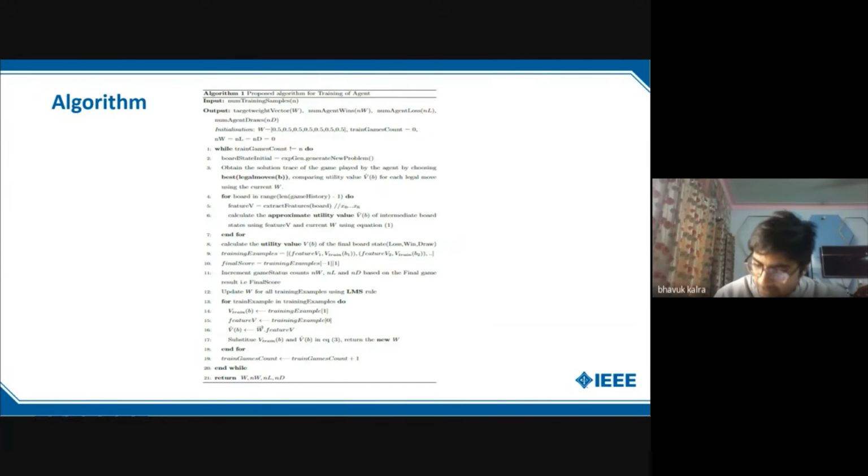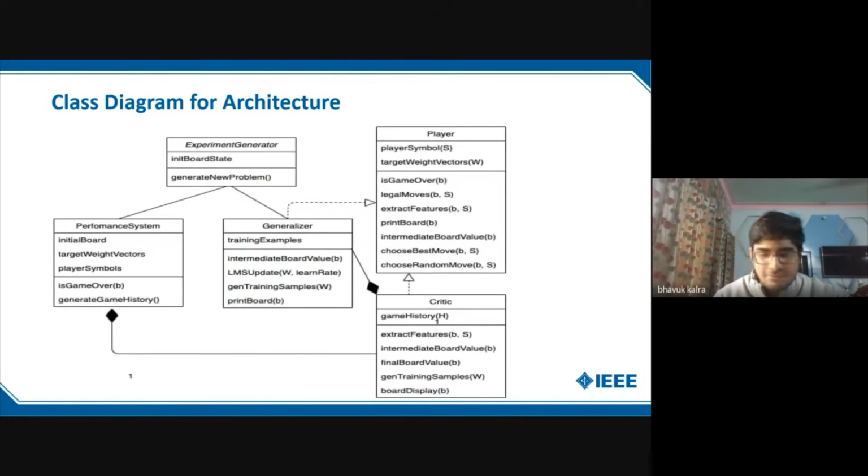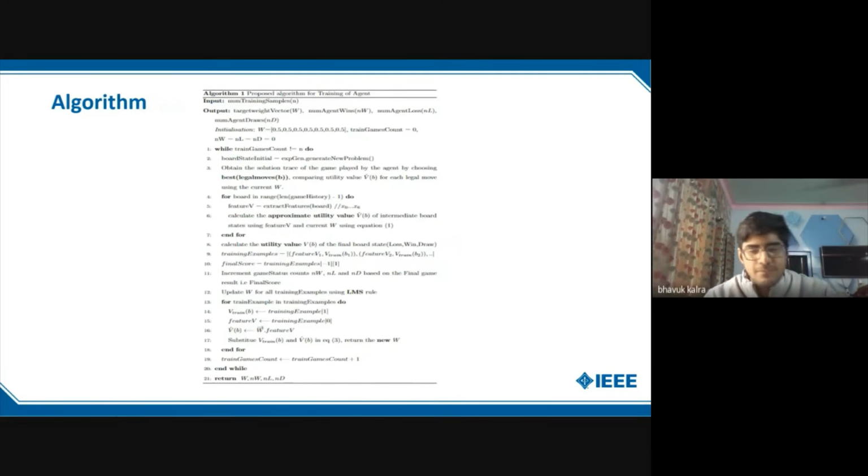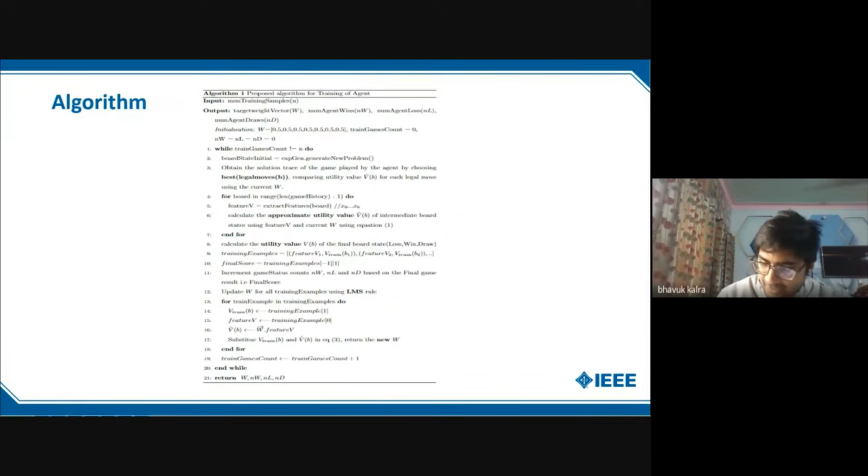Training games count is 0 in the initial case, and number of wins, losses, and draws we are also counting at the end. So this is the above architecture only, just playing the game against itself, optimizing the weight values. At the end, you return the weight vector, the final optimized weight vector, the number of wins, losses, and draws.